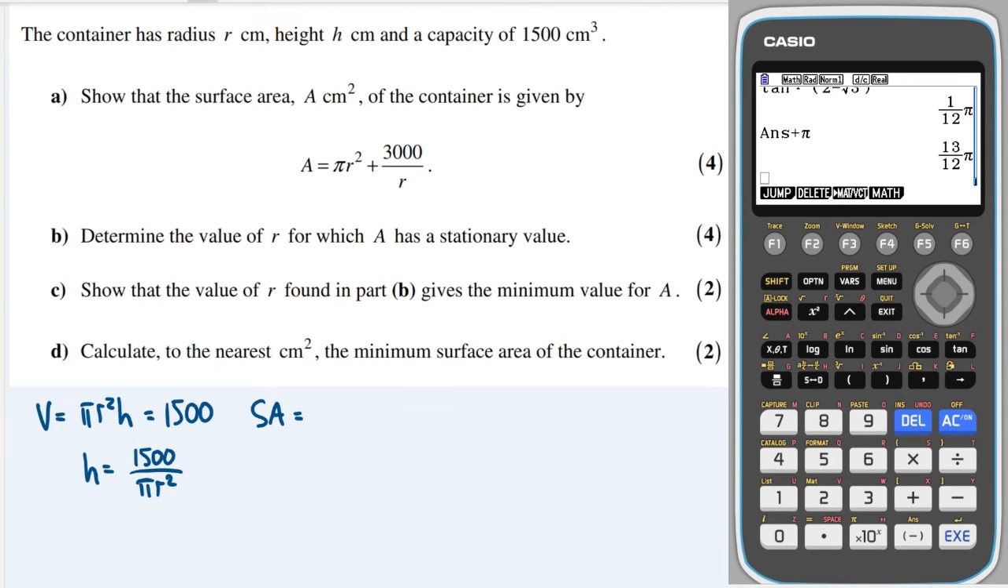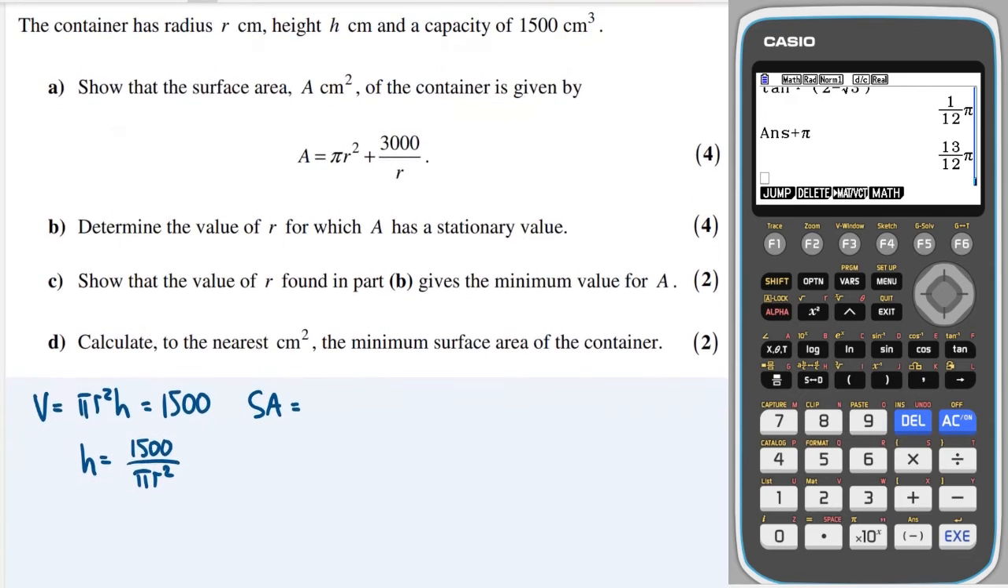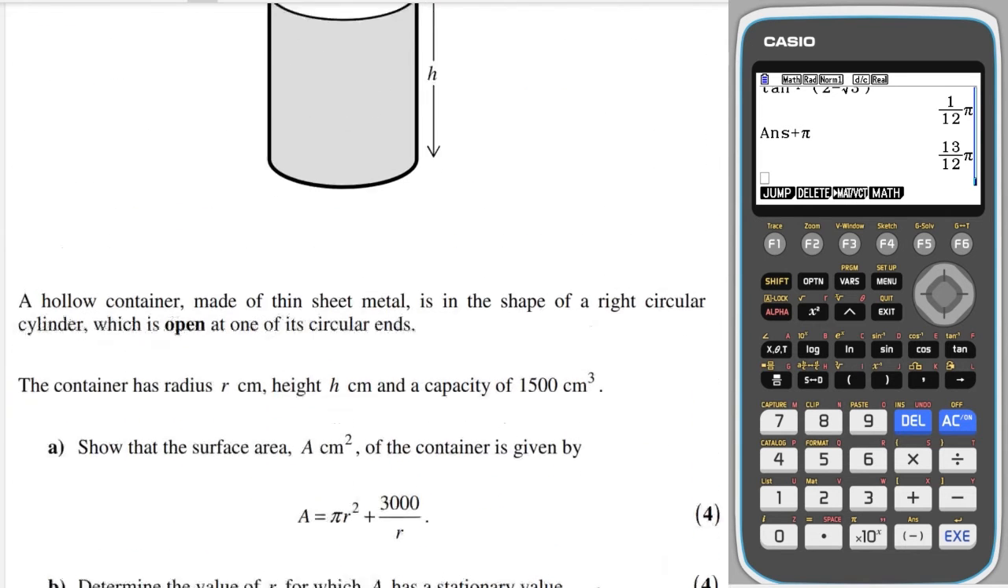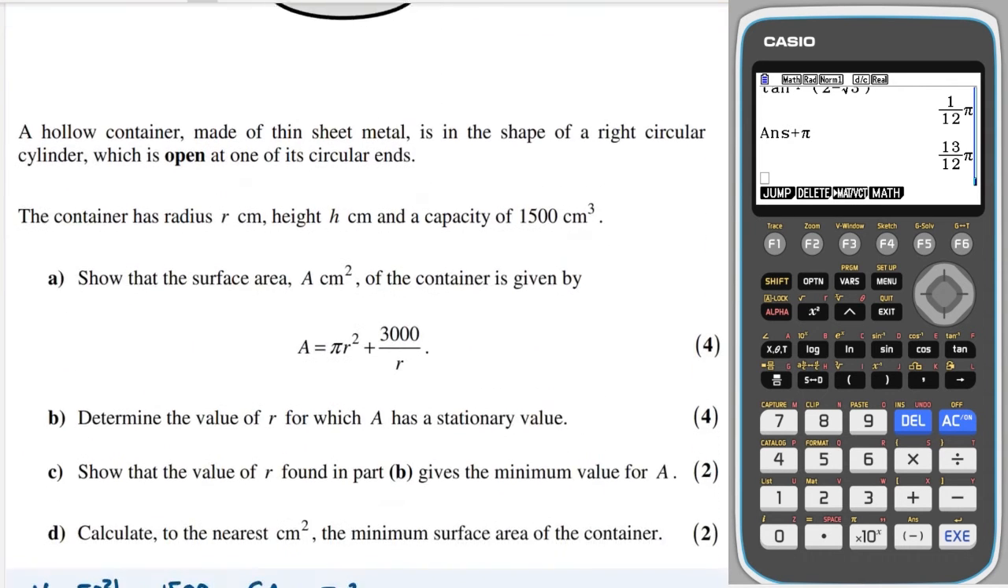Okay, how do I work out the surface area of a cylinder? Well, it's open at one of its circular ends. So it's open, which means it's only got one circle. So pi r squared, because look, this is not needed. There's no metal needed to do the lid. It's just the base that's needed, and the curved surface area.